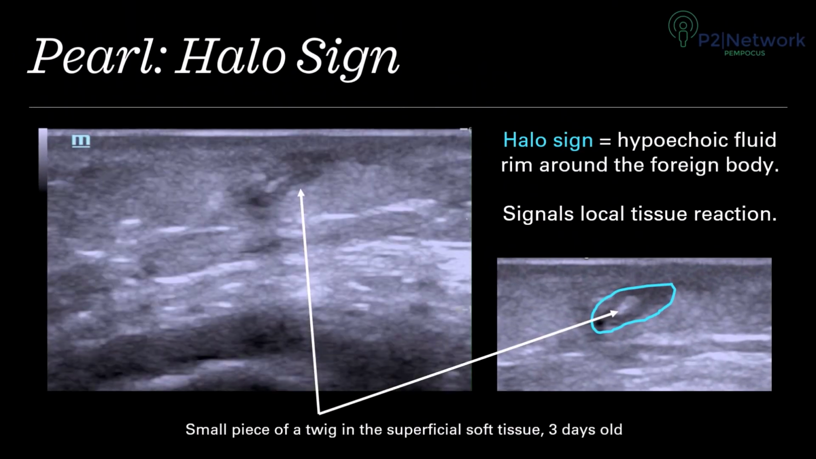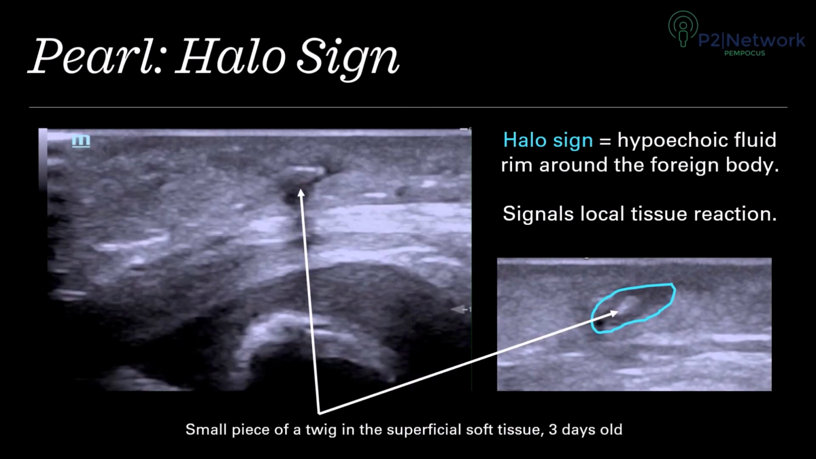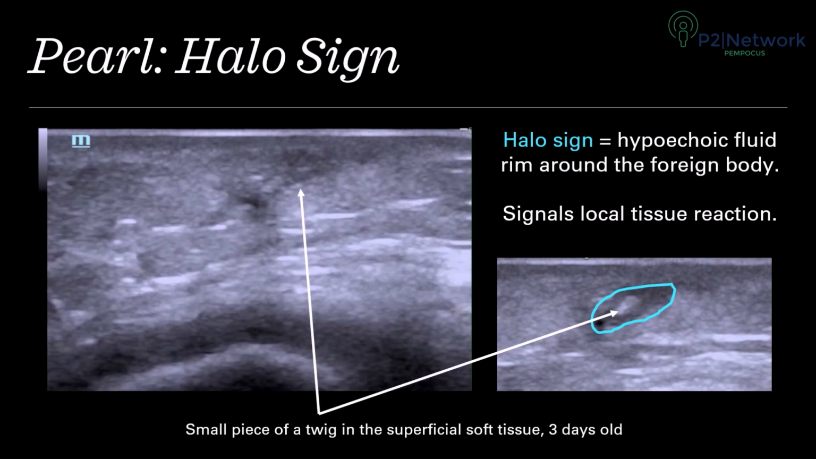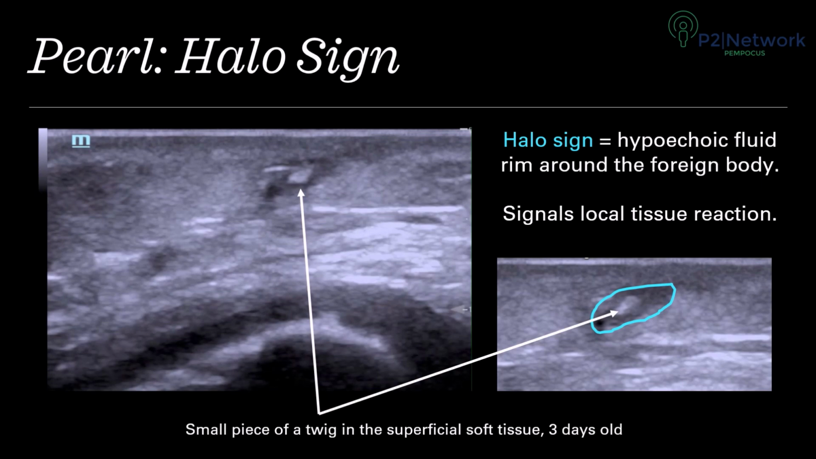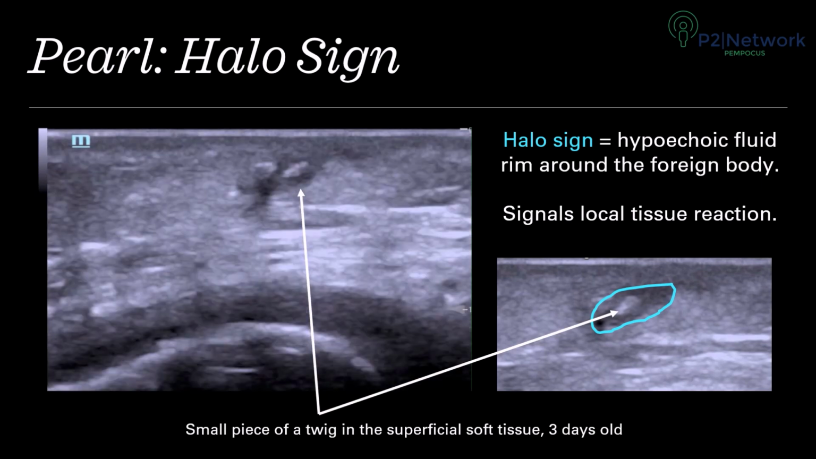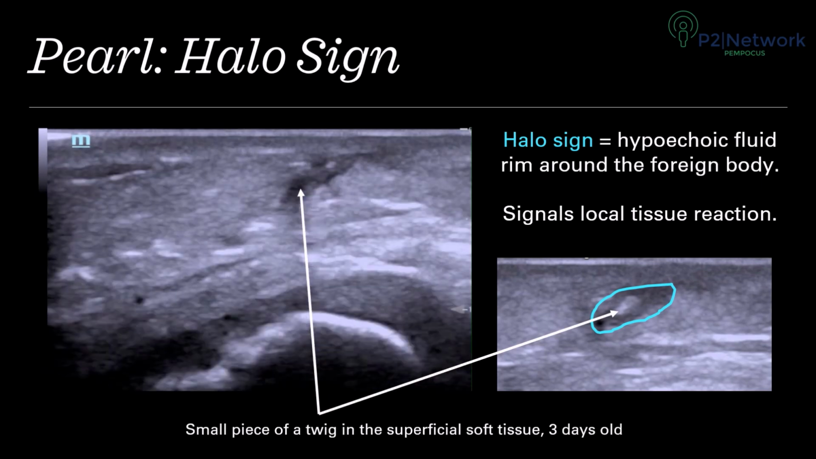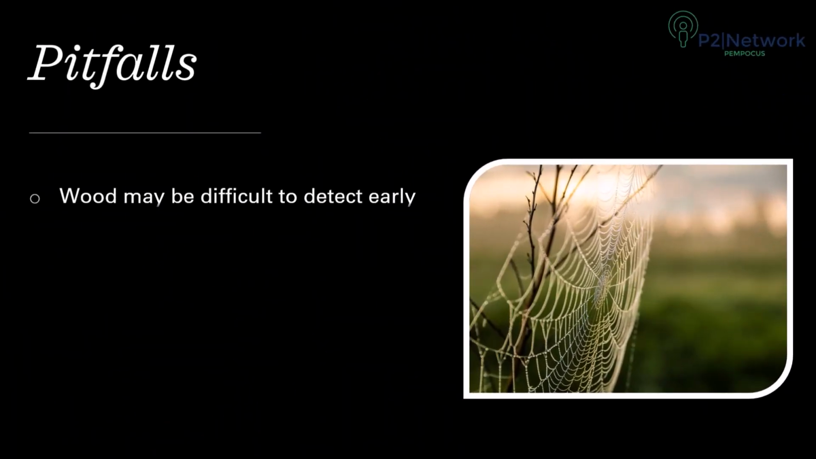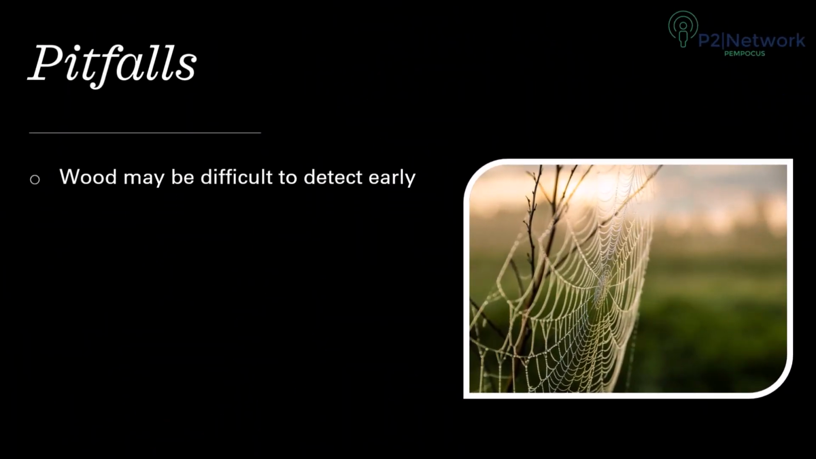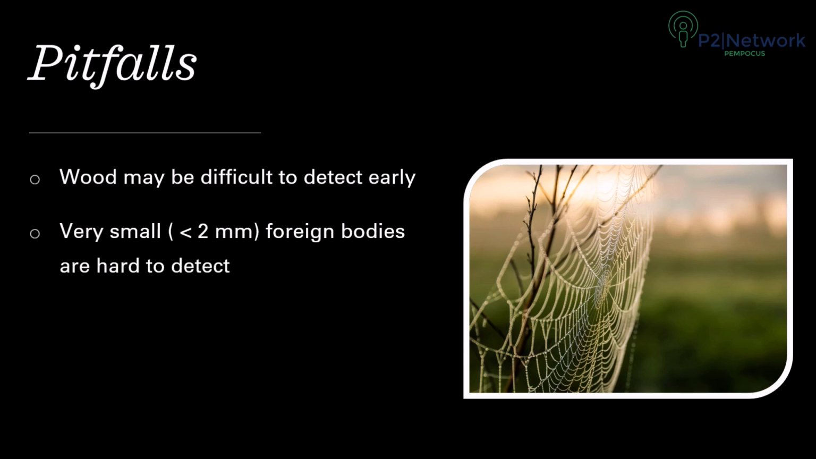You can see a halo sign or some fluid edema around the foreign body. This is caused by an inflammatory reaction, more common with organic foreign bodies and those that are less acute. Wood was more difficult to detect than other types of foreign body. Size does matter. Little tiny things are going to be harder to see.